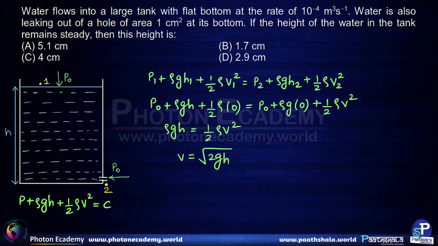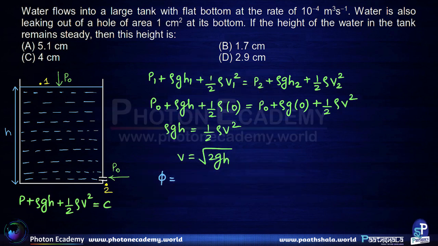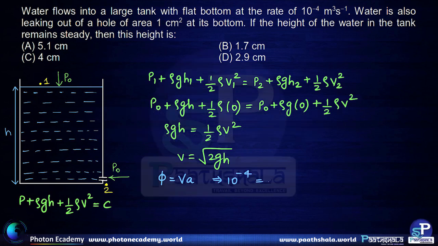Now it is given that the height of water in the tank remains constant. That means there is no net change in the volume of water in the tank. So whatever volume of water enters in 1 second, the same volume of water leaks out in 1 second. So the rate of addition of water, φ, will be equal to vA, which is the rate of leakage of water. This will give 10^-4 equals under root 2gh into 10^-4. So under root 2gh comes out to be 1.